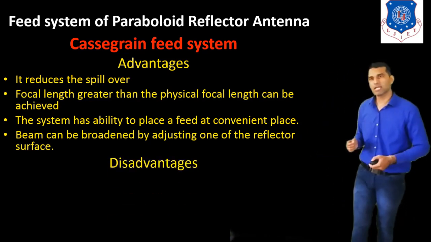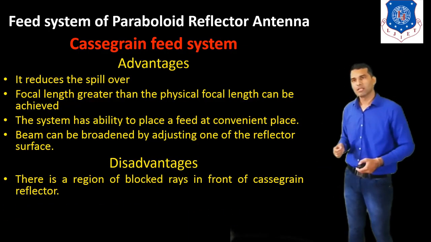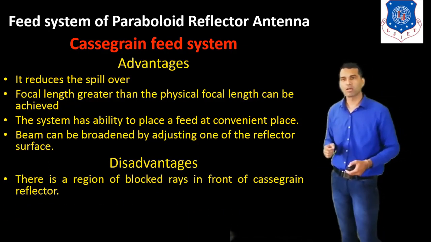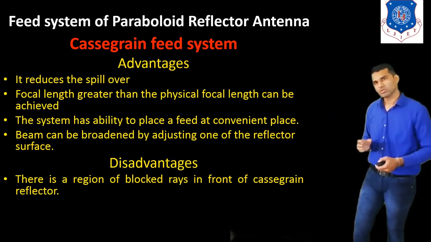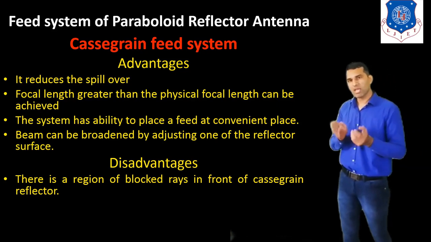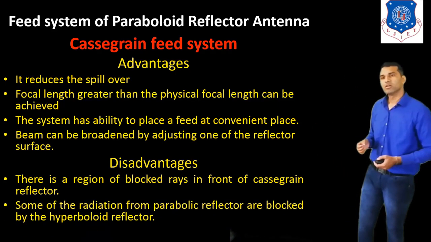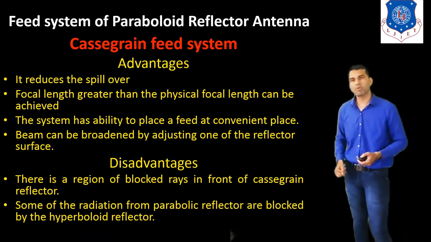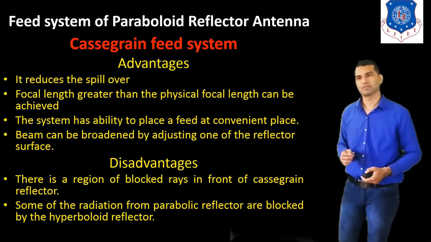Now there are some disadvantages of this feeding system. The first one is that there is a region of blocked rays in front of the Cassegrain reflector. So some rays are blocked due to this feeding system. Some of the radiation from the parabolic reflector is blocked by the hyperboloid reflector.